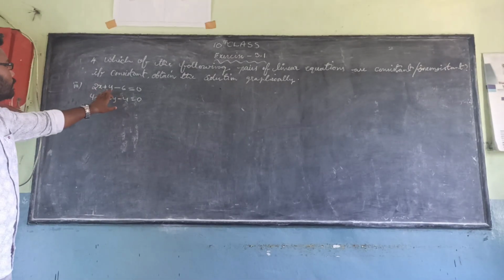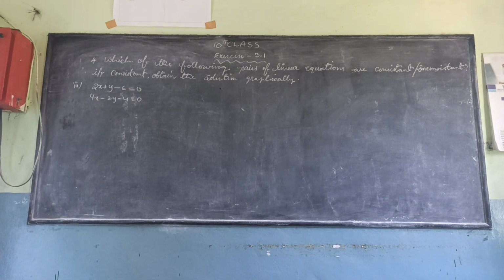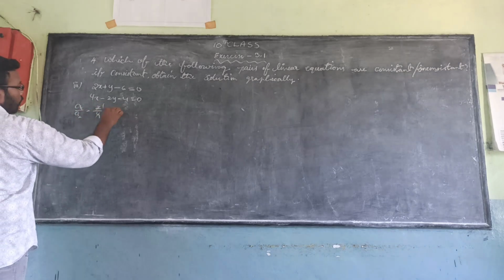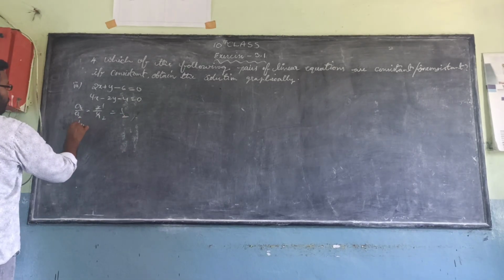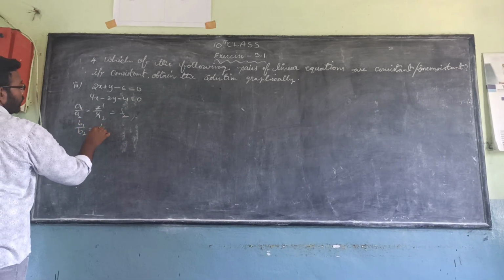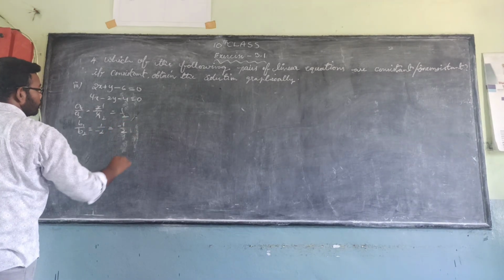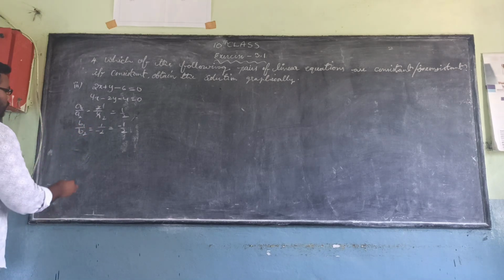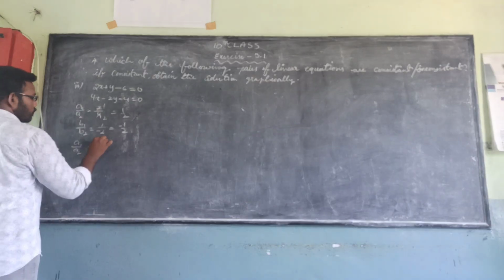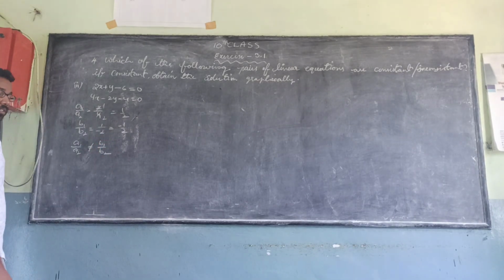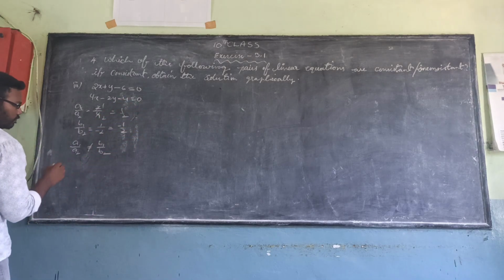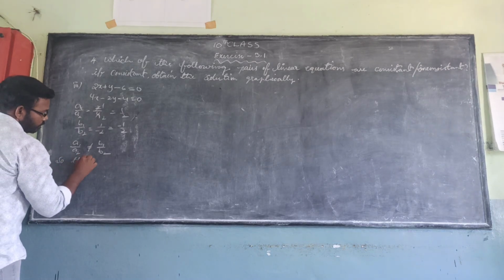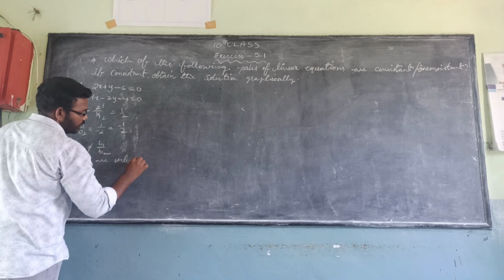The third one, 2x plus y minus 6 is equal to 0, 4x minus 2y minus 4 is equal to 0. Here a1 by a2 is equal to 2 by 4, it gives you 1 by 2, and b1 by b2 is equal to 1 by minus 2, that means minus 1 by 2. There is no requirement of checking c1 by c2 because a1 by a2 is not equal to b1 by b2. So the given lines are intersecting lines.